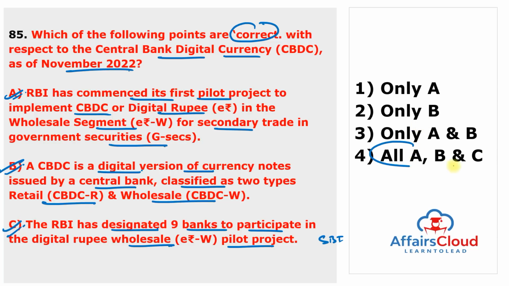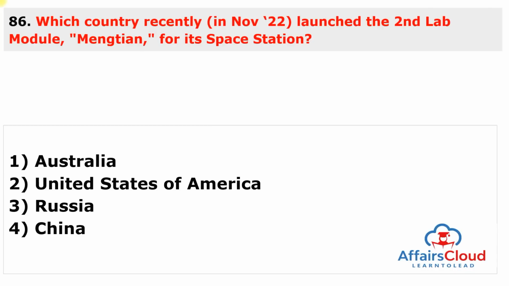So the answer of this question is all A, B, C. Moving to the next question. Which country recently launched the second lab module known as Mengtian for its space station? This is the second lab module, and this country is China. The answer of this question is 4.